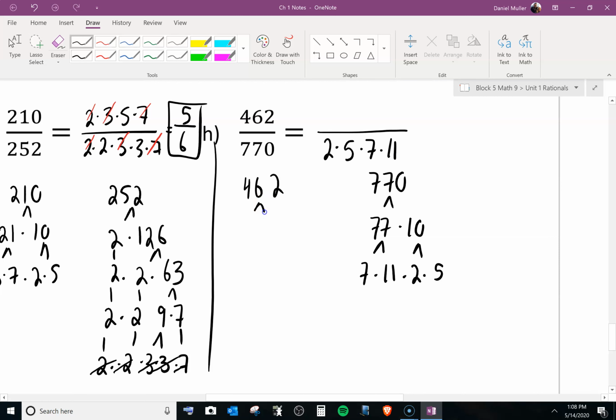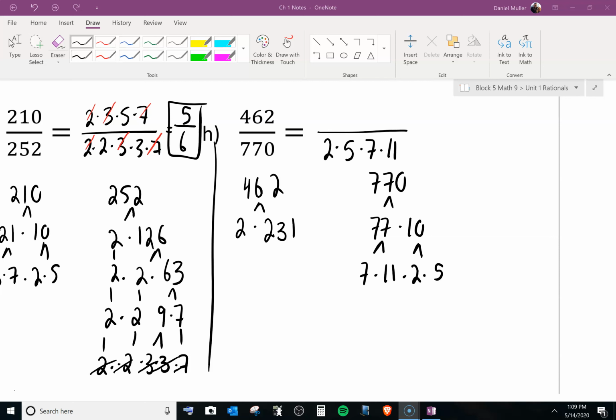Okay, 462. That's a weird one. So I'm going to cut that in half. So 2 times something. Half of 400 is 200. Half of 62 is 31. Then I got to take this. I can't cut this in half. So what do I do? You can't take out a 10. It's not divisible by 5.